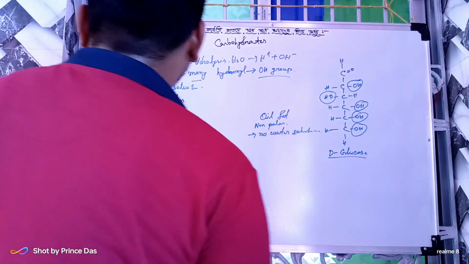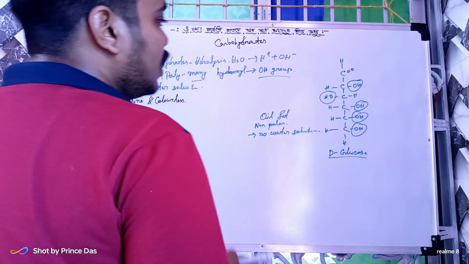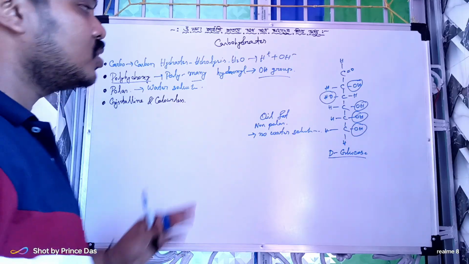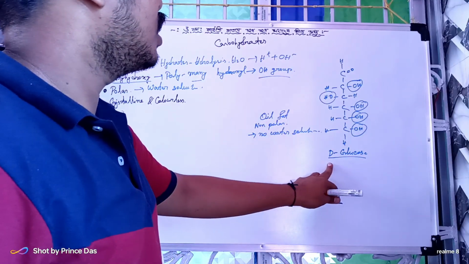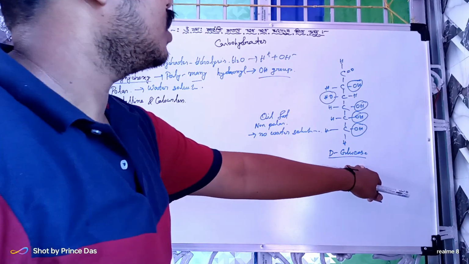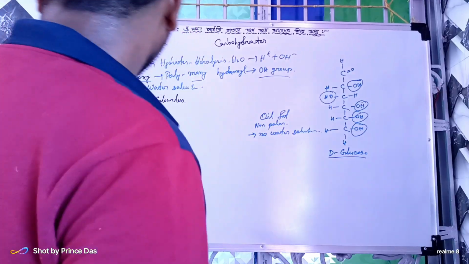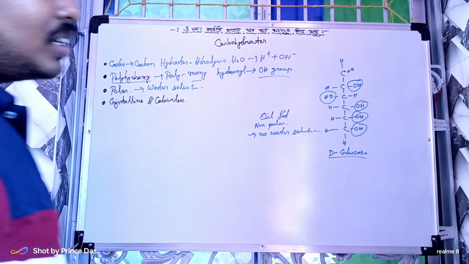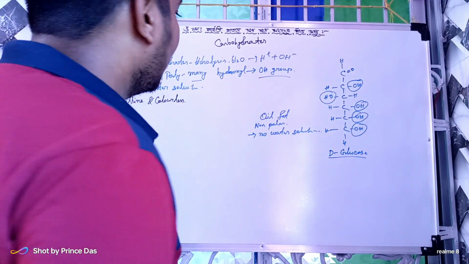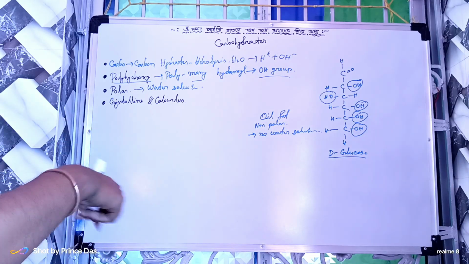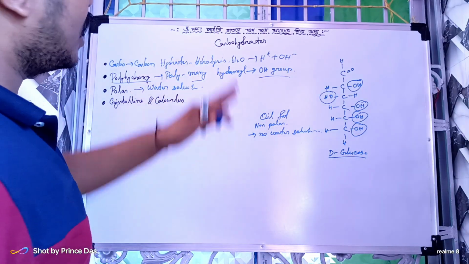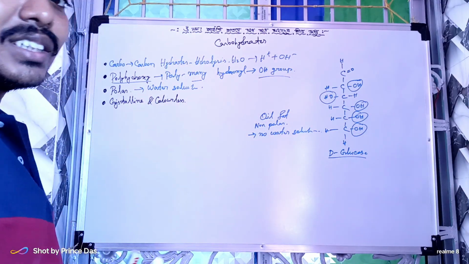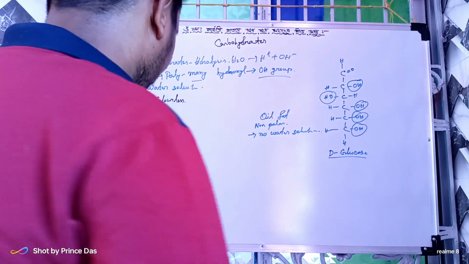Polar means water soluble. Glucose is water soluble. If you add water, it will dissolve easily. Crystalline, it is in crystal form. Colorless, no color is there. Okay, so this is the whole summary of what I said about carbohydrates. Let's see the types of carbohydrate.